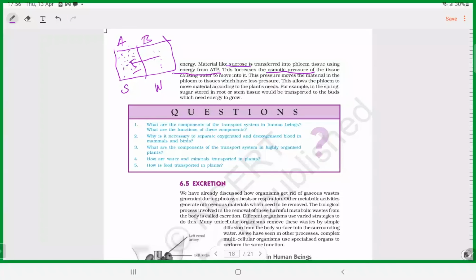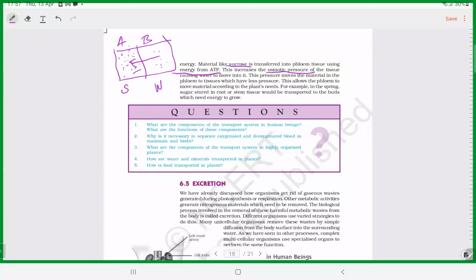When fewer solutes are there, there is more water potential. If the substances here are very few, the potential of water is more. A contains more solute. Higher concentration, higher potential. Water moves from higher potential to lower potential. Where is the water potential more?